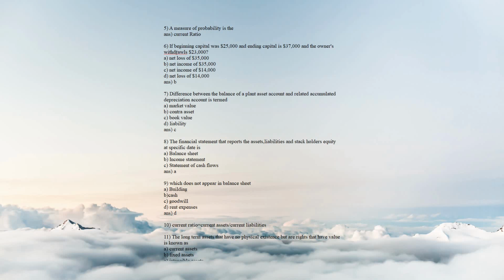Then the next question was: if beginning capital was $25,000 and the ending capital is $37,000 and the owner withdraws $23,000, then is there a net loss or a net income? You can say that the net income of $35,000 is the correct answer.